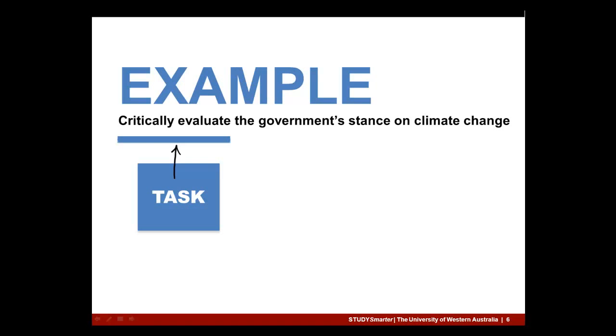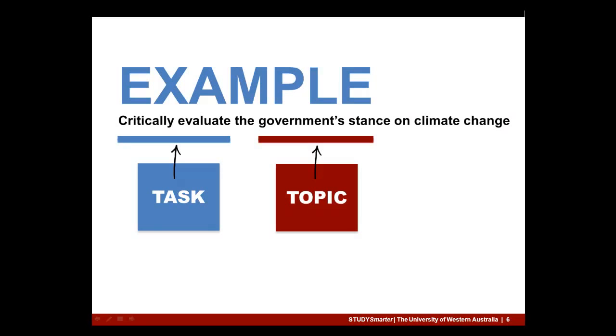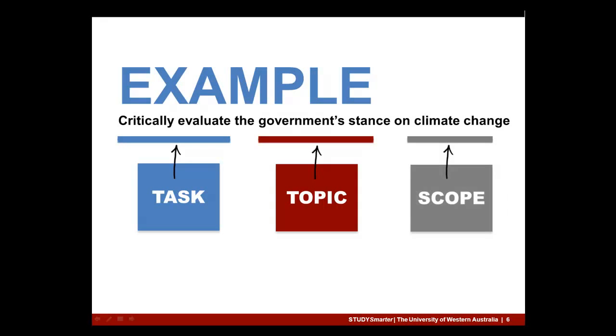The second component of the question is topic words. Topic words indicate what you're supposed to write about. Here the topic is the government's stance. Understanding the topic helps you focus your research. The final component of the question is the scope. Scope words limit or restrict your focus even further. Here your focus should only be on the government's position on climate change, not its position on other topics.